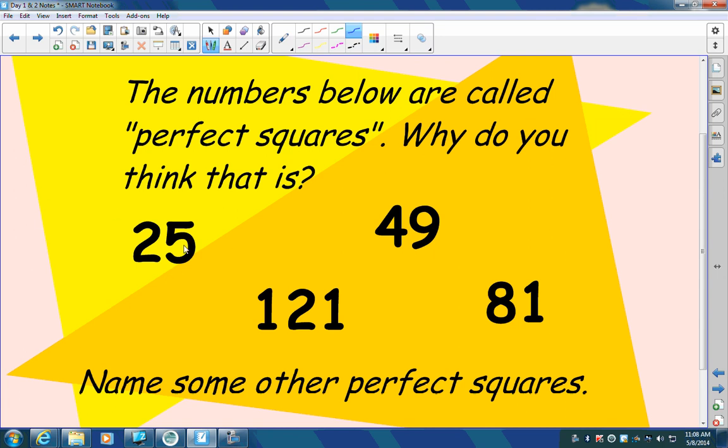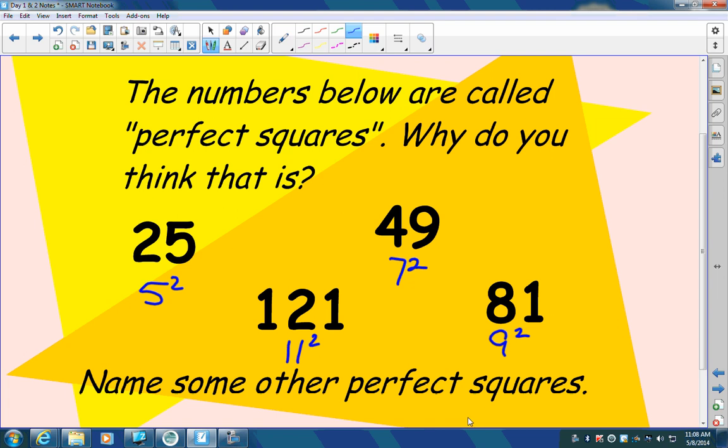Because what number times itself gives you 25? 5. So 5 squared gives you 25. 25 is a perfect square. What about 49? 7. So it's 7 squared. What about 81? 9 squared. And then there's 11 squared. Can you name some other perfect squares?